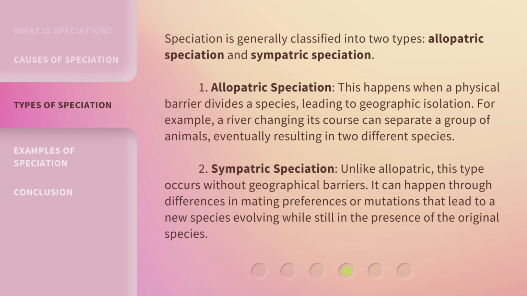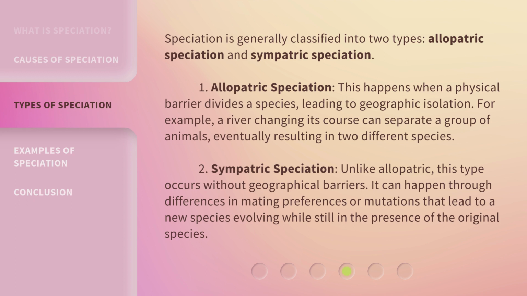Speciation is generally classified into two types: allopatric speciation and sympatric speciation. 1. Allopatric speciation. This happens when a physical barrier divides a species, leading to geographic isolation. For example, a river changing its course can separate a group of animals, eventually resulting in two different species.